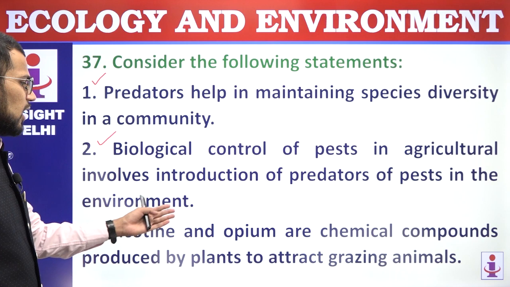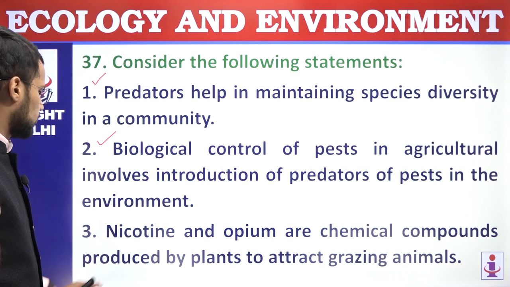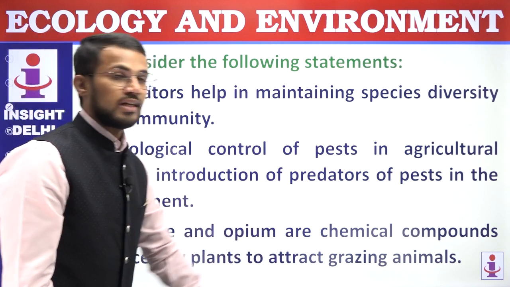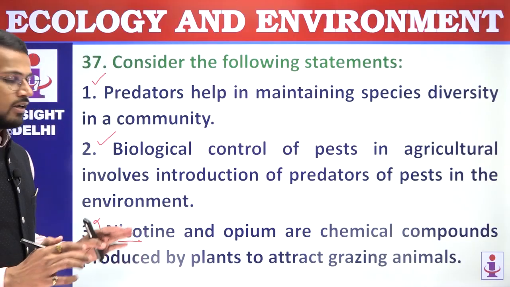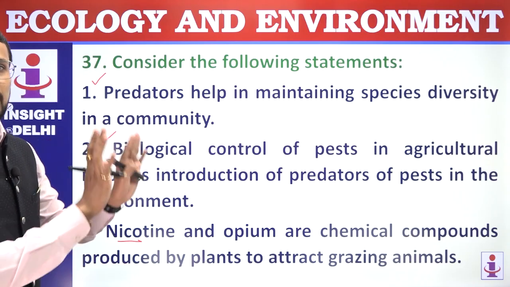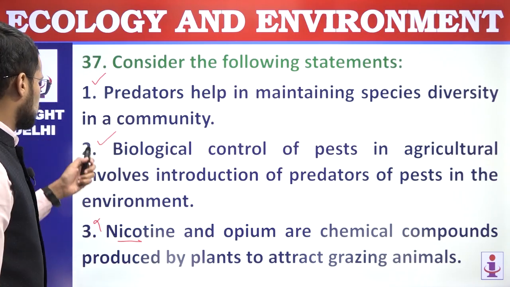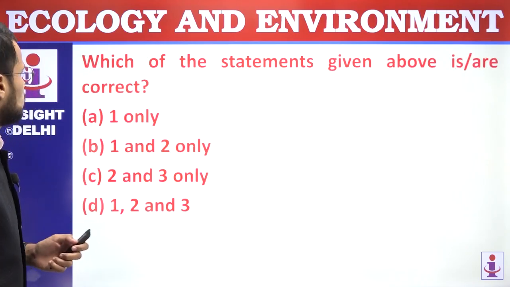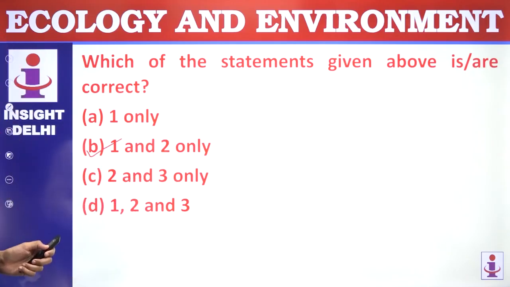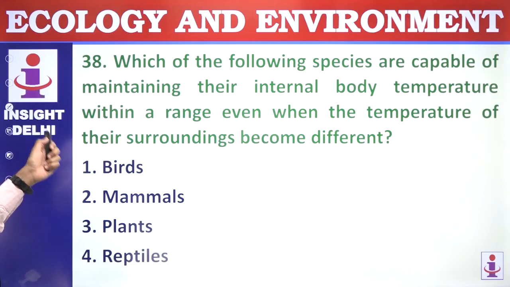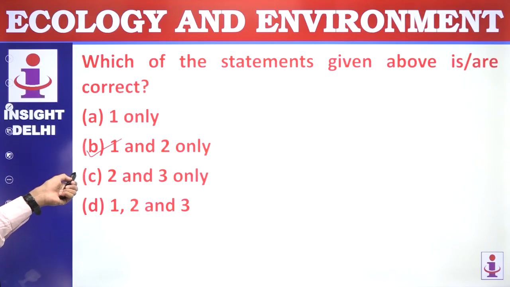Third, nicotine and opium are chemical compounds produced by plants to attract grazing animals. Incorrect. They are produced by plants in order to make sure that grazing animals remain away from them. First two statements are correct. We are supposed to find out correct statements only. Answer is B, 1 and 2 only. 37, answer is B. 38 now.